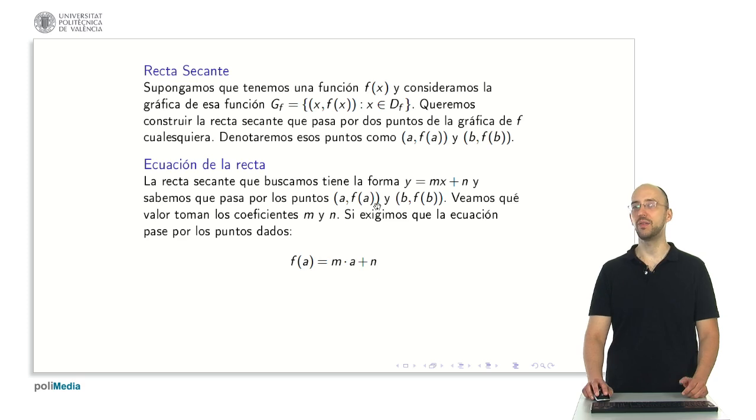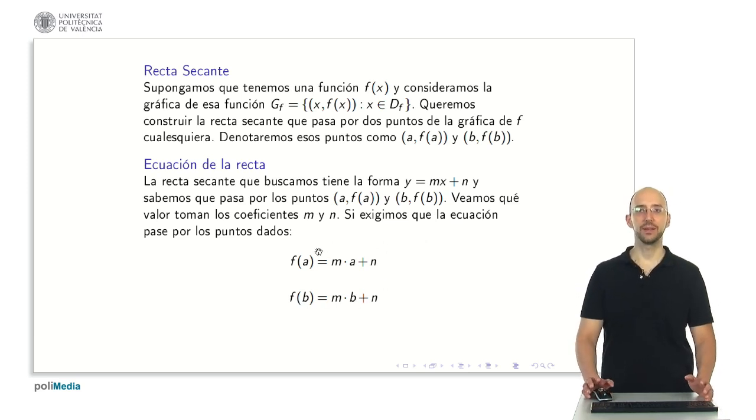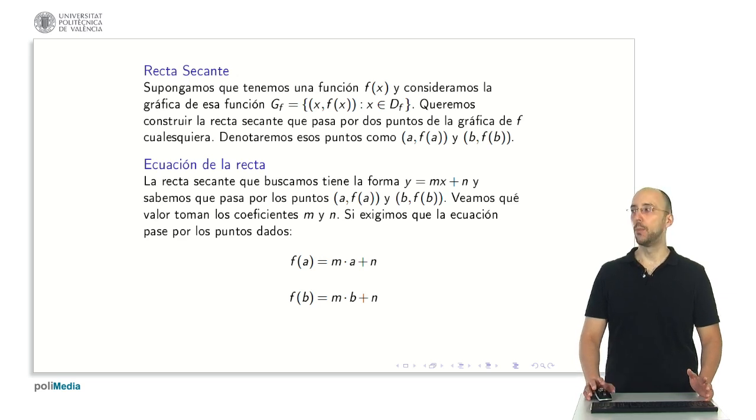I'm applying the same requirement to b, f of b. Note that I'm substituting y for f of b and x for b. What is the purpose of this equation? It is necessary for this line to pass through the point b, f of b. A line can always be defined by 2 points. Consequently, this system is a determinate and compatible one that can be solved in any preferred manner.